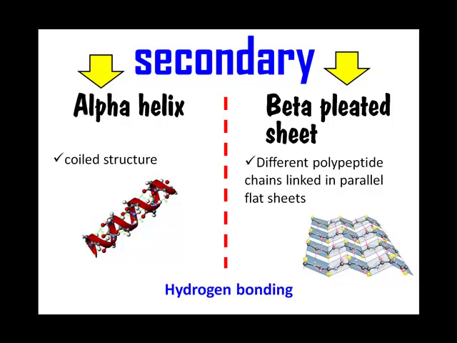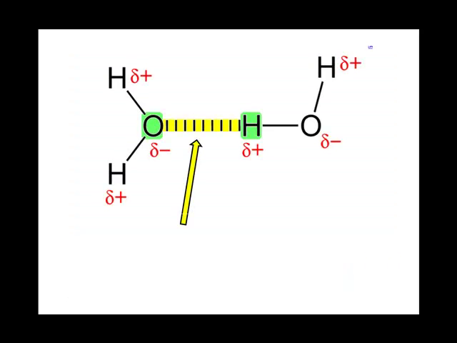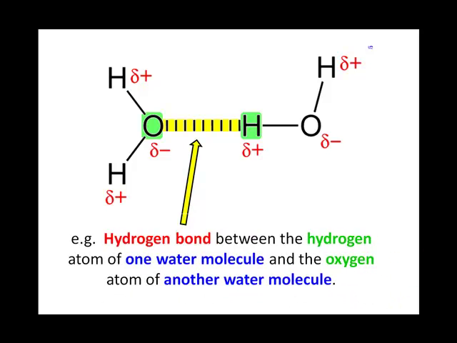What's a hydrogen bond again? A hydrogen bond is a chemical bond formed between the slightly positive charge on a hydrogen atom and the slightly negative charge on another atom of another molecule. An example would be the hydrogen bond between the hydrogen atom of one water molecule and the oxygen atom of another water molecule. What about the tertiary structure?